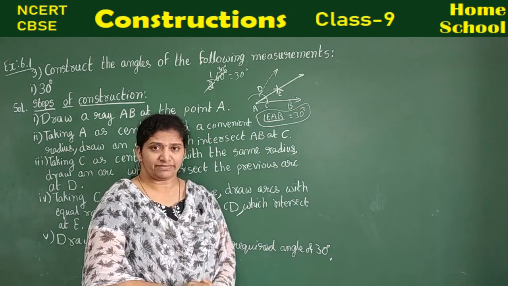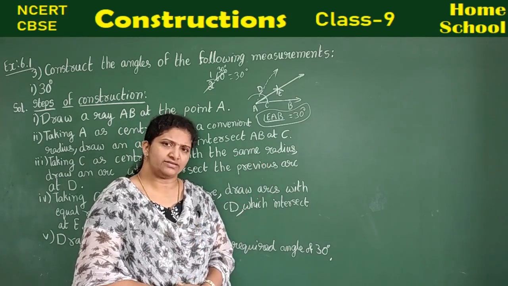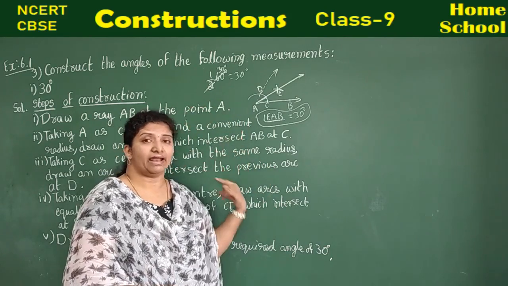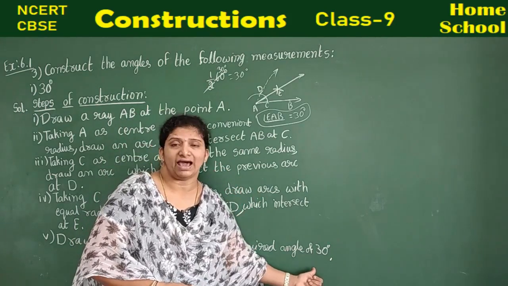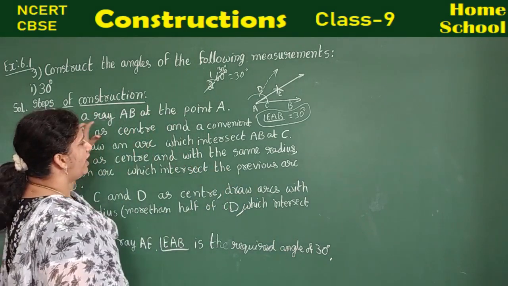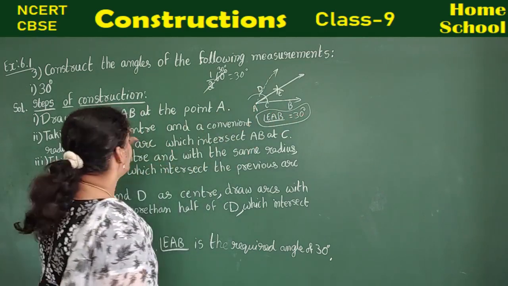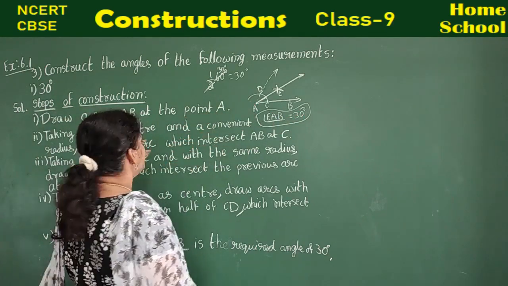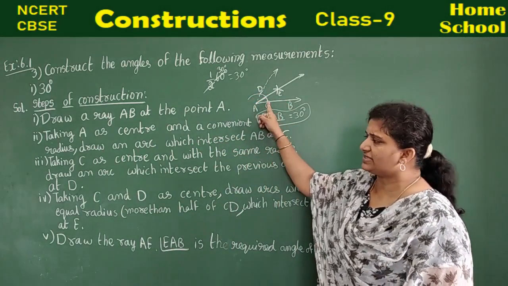Once again, let's see the steps, then do the original construction. In your fair notes, take the problem, then do the original construction, then after construction, write steps of construction. Finally, you need to write what angle you have constructed, right? See the steps here. Draw a ray AB from the point A. Second step, taking A as a center with a convenient radius, draw an arc which intersects AB at C.